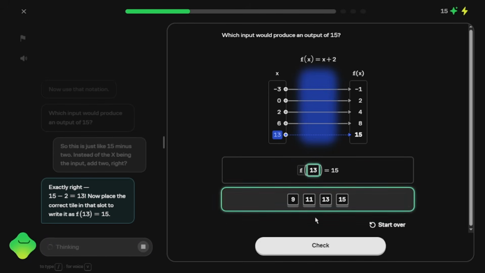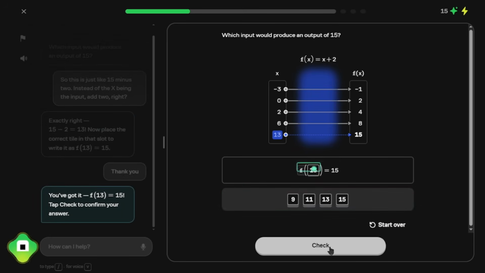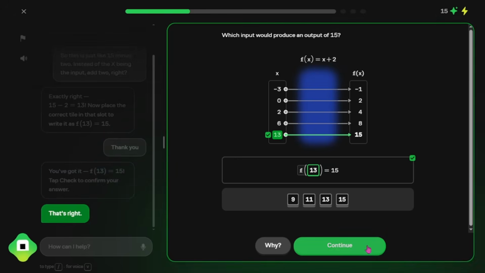Let's see what it says. You've got it. f of 13 equals 15. Tap check to confirm your answer. Okay, now I confirm. That's right.